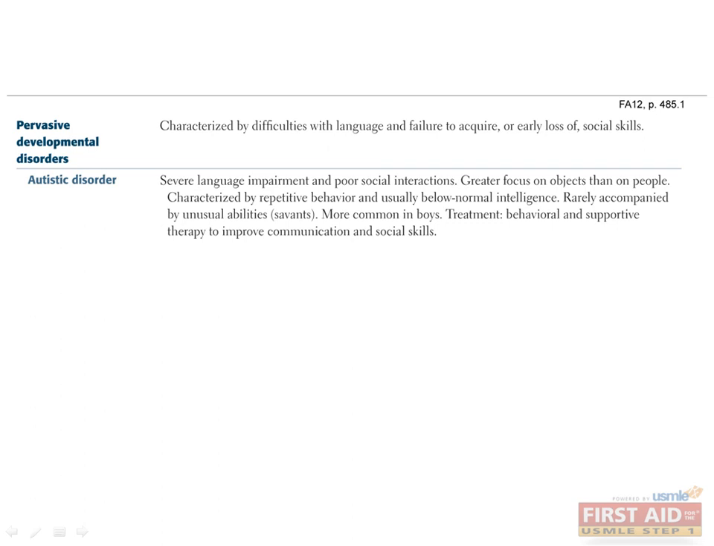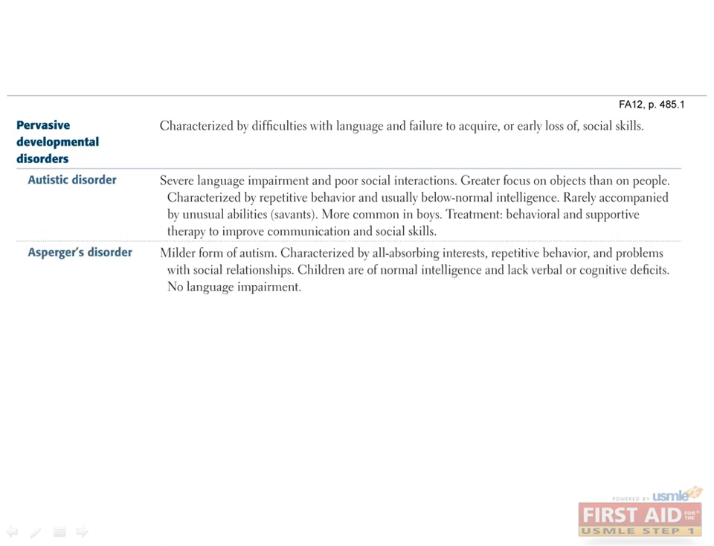The most effective treatments for autism have been behavioral, supportive therapy to improve their communication and social skills. Asperger's can be viewed as a milder form of autism with similar repetitive behaviors, difficulty with social skills, and obsessions with certain interests like memorizing the prices of Lego bricks on eBay.